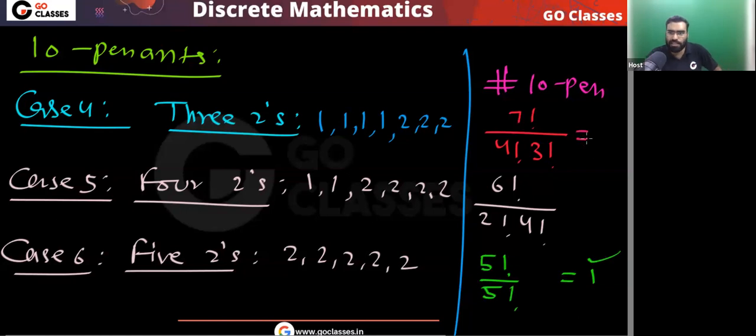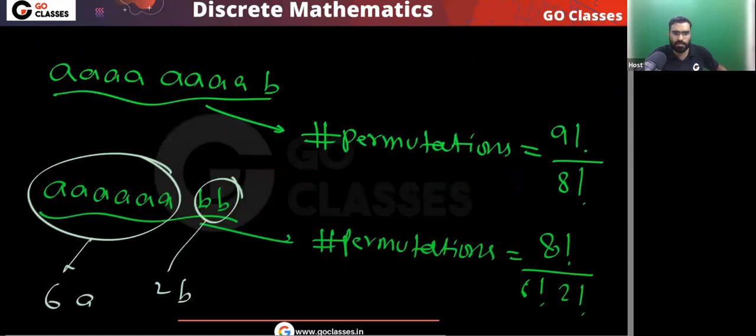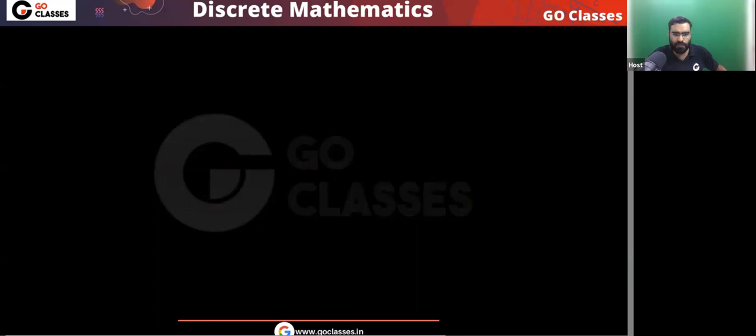So you calculate this one. What will be this? Please tell me what will be the answer here. I think it will be 35. Okay, it will be 35. And what will be the answer here? I think it will be 15. Now you tell me the total. What is the total number of 10 pennants that we got?